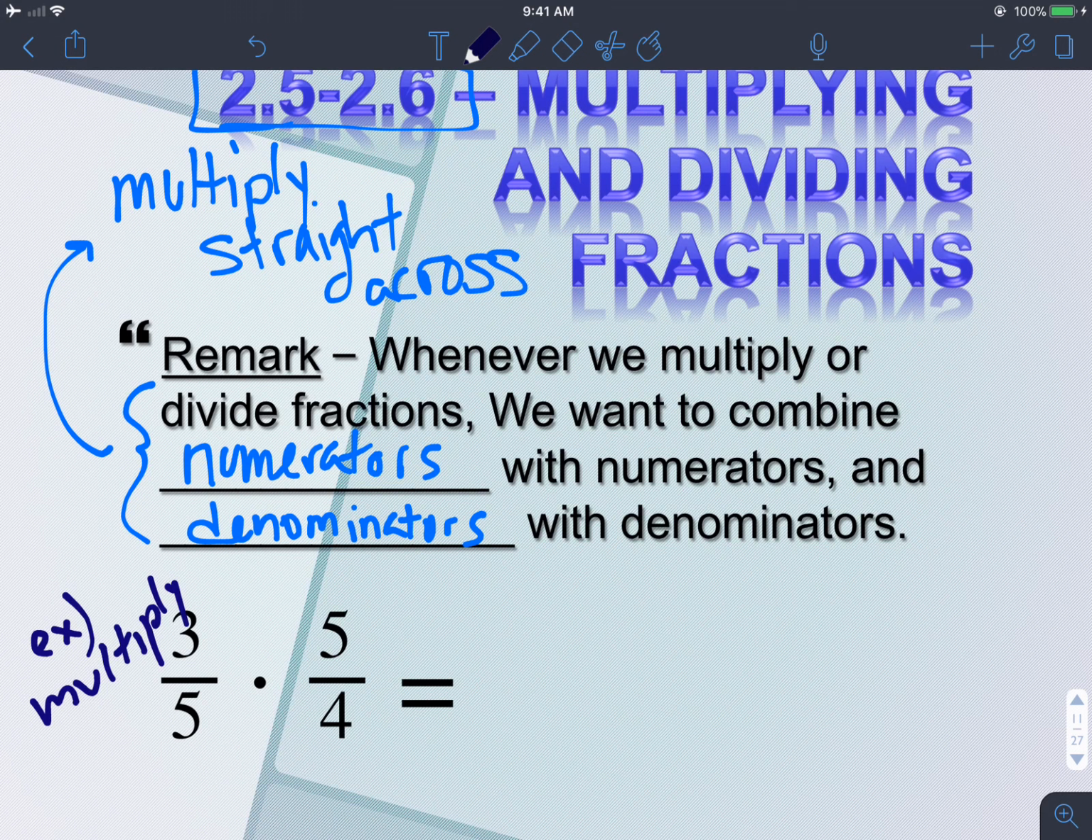Three times 5 is 15. 5 times 4 is 20. Now reduce. What is the number that goes into both 15 and 20? 5.